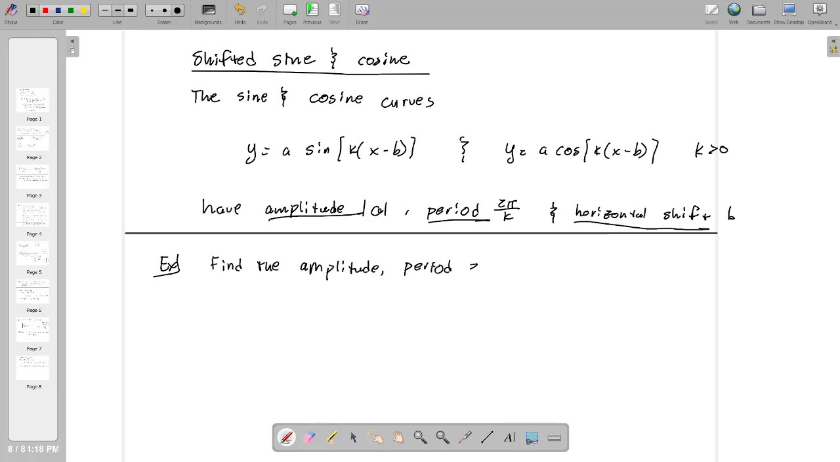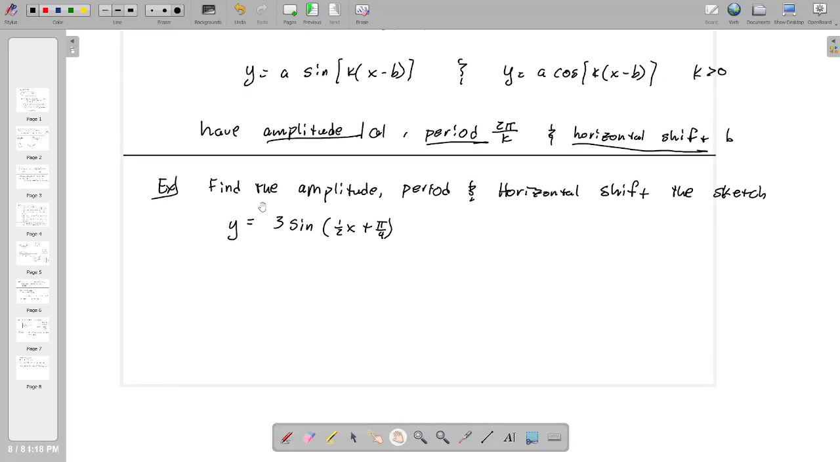Find the amplitude, period, and horizontal shift, then sketch. Our function is y equals 3 sine of (1/2 x plus pi over 4). Then we need to figure out what these are, so let's do these first. Amplitude will be the absolute value of 3. Our a is in front of the sine. That's 3, so the amplitude is 3.